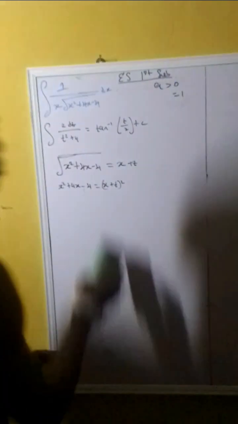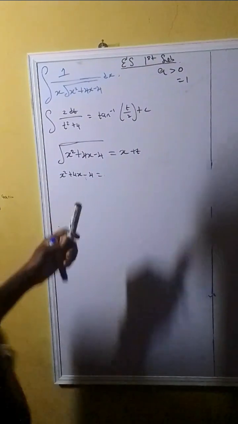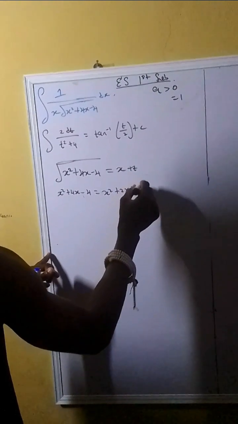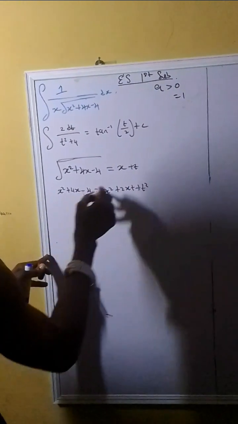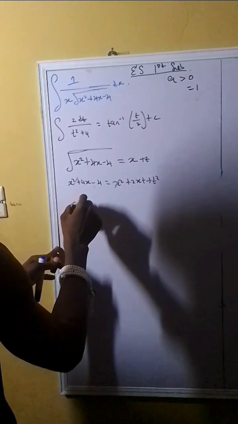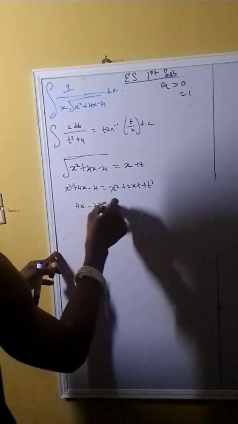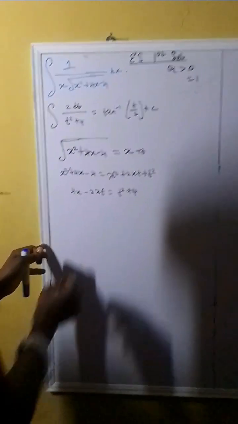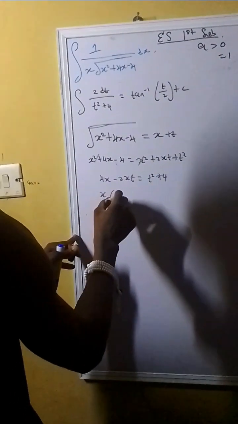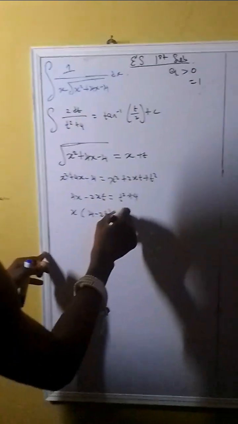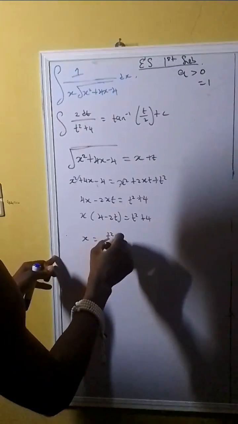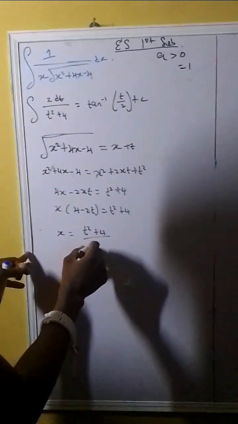And having (s plus t) squared would become s squared plus 2xt plus t squared, and this cancels out this, you'll be having 4x minus 2xt equals t squared plus 4. It's making sense now, right? And that will be x into bracket 4 minus 2t equals t squared plus 4. So therefore our x now will be equal to t squared plus 4 over 4 minus 2t.